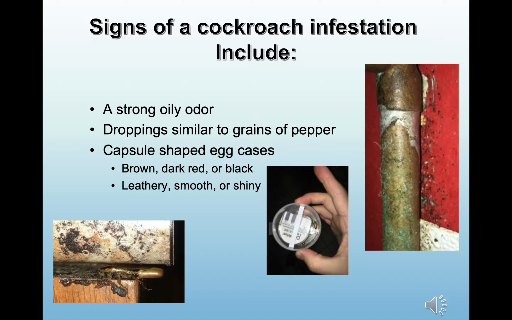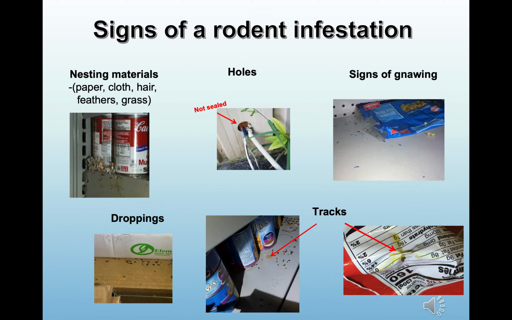If pests do manage to gain entry into a food establishment, there are signs that will alert you to their presence. We will now briefly cover some signs of pest infestation. Some signs of a cockroach infestation include a strong, oily odor, droppings that appear similar to grains of pepper, and capsule-shaped egg cases that can be brown, dark red, or black, and smooth in appearance. Signs of a rodent infestation will include holes, signs of gnawing, nesting materials scattered in areas such as newspaper scraps, cloth, grass pieces and feathers, rodent droppings, and tracks.